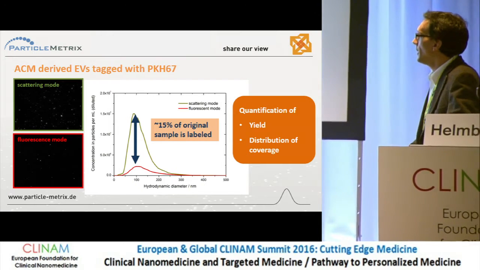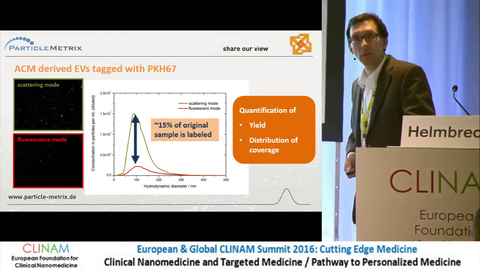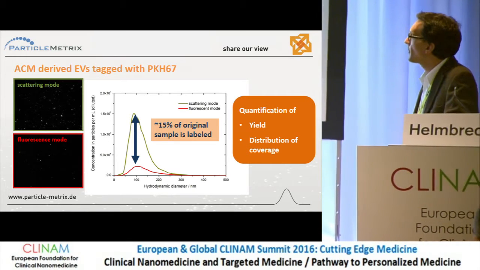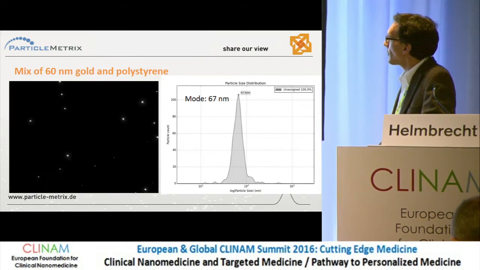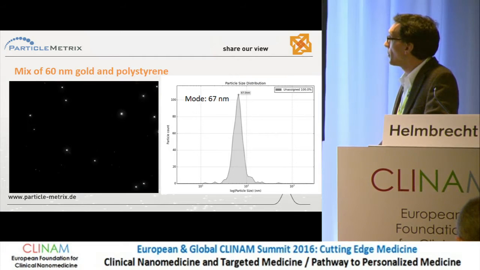So this is, in our trials with the customers, we saw roughly 10%. So something around 10% of the particles are actually EVs. So what to do if you have mixtures, complex mixtures? This was done with a 16 nanometer gold and polystyrene.